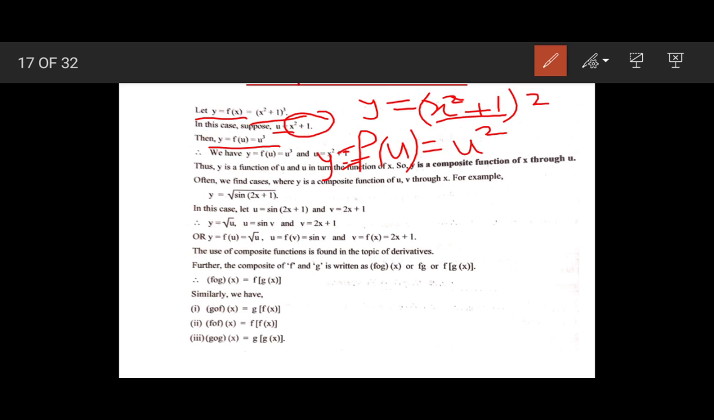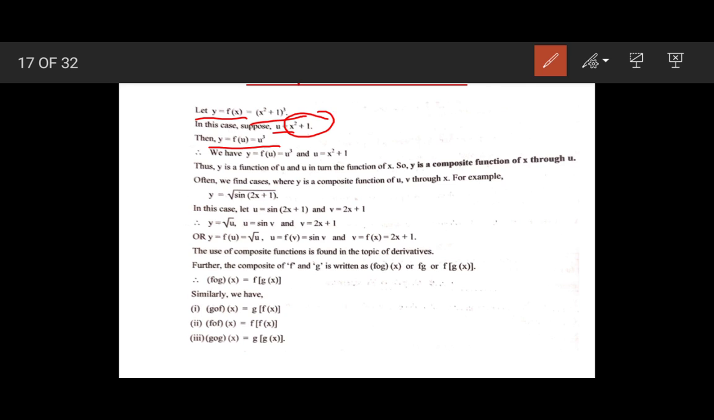Now this y is a function of u, and u is given in terms of x, right? y is a function of u and u is given in terms of x. y is a composite function of x through u. y is not directly connected to x, right? y is connected to u, and u is a function of x, and this function is known as a composite function.